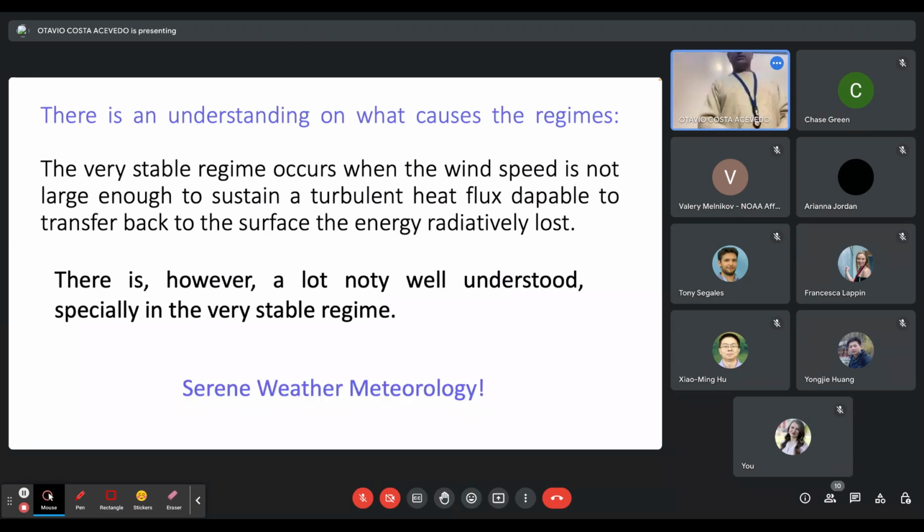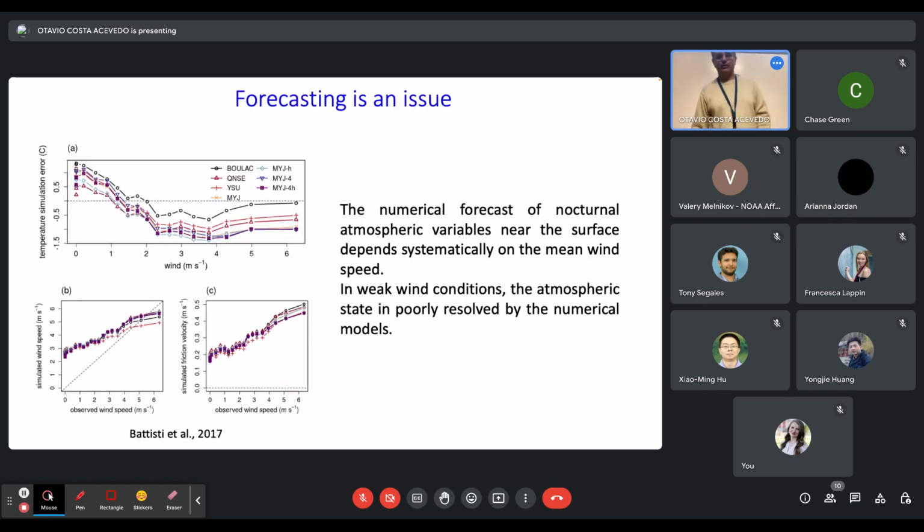So we have the serene weather group there. That's why I'm trying to introduce here serene weather meteorology. But as you will see, I think serene weather has a lot to do with severe weather at some point. I'll try to make this case in the end.